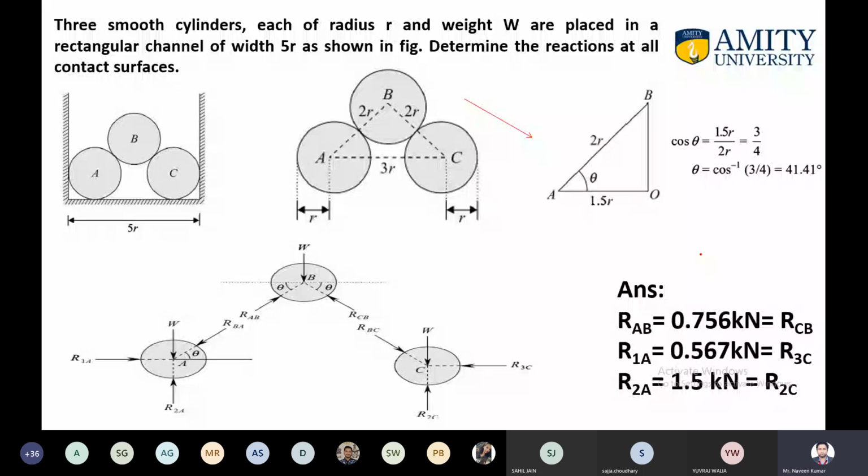Now in this question, value part is not here. So three spheres, each of radius r and weight w, are placed in rectangular channel of width 5r as shown in the figure. Determine the reactions at the contact surfaces. So question is clear to you, very simple question.